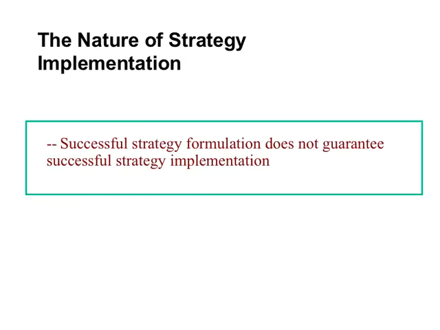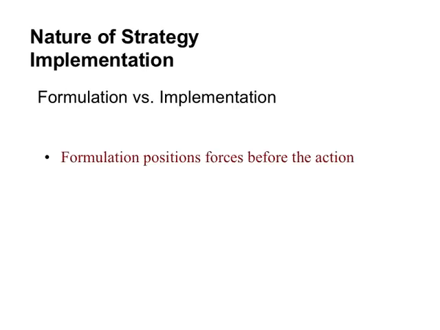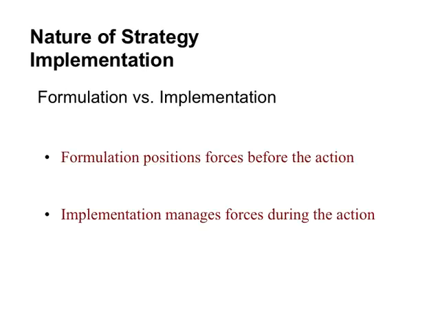So we're saying strategy formulation does not guarantee effective implementation or success, because it is really up to the human resource, and having people, managers, supervisors, and staff working together to do that. So we'll distinguish between formulation and implementation. Remember the three phases: strategy formulation, strategy implementation, and strategy evaluation. We're saying formulation focuses on positioning forces before action, whereas implementation manages forces after action. Right?